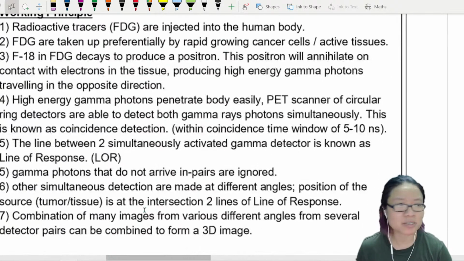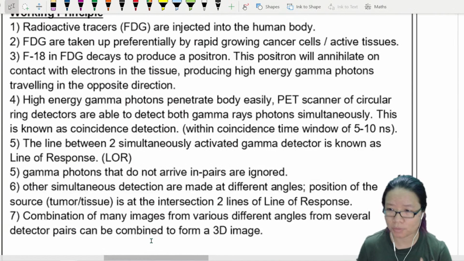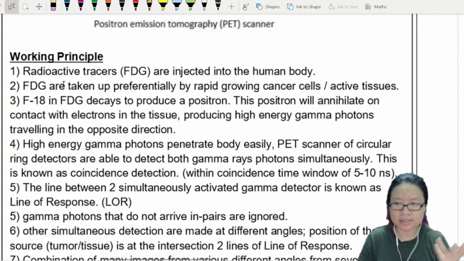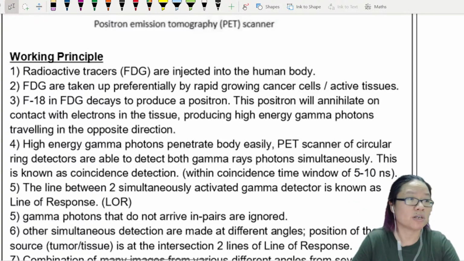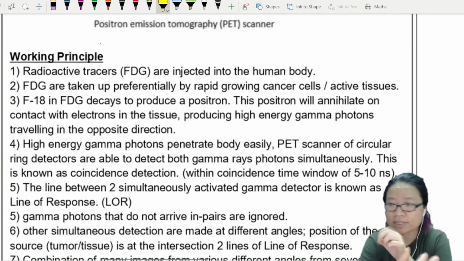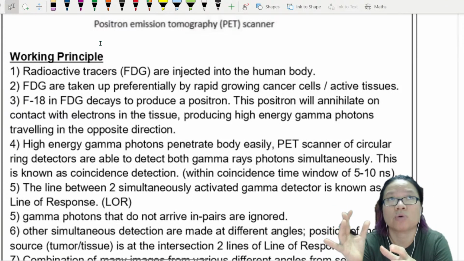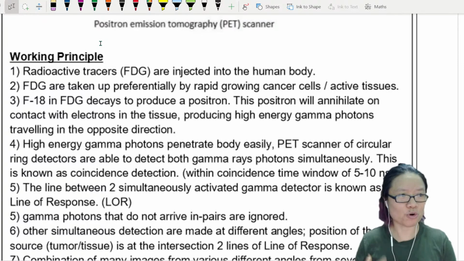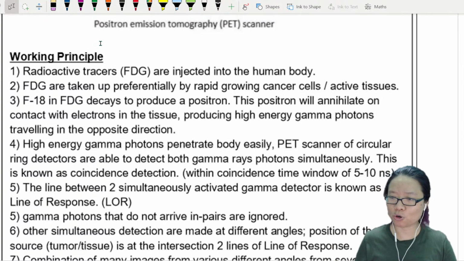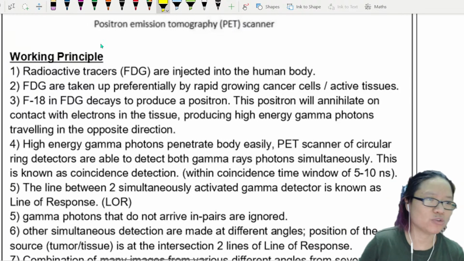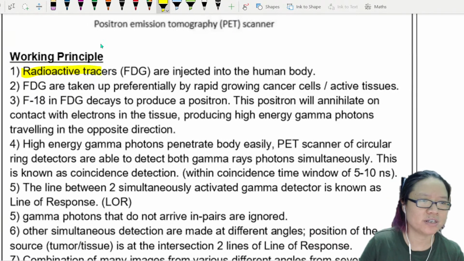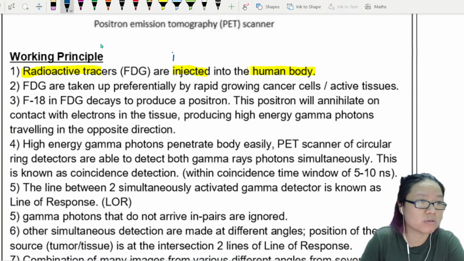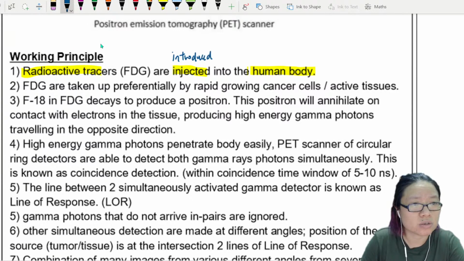Okay. But here's the working principle. So I've typed out everything. Normally what I'll do is just fill in the blanks with all the keywords, but this is the full text to save time. So the working principle here is, number one, we always start with the beginning of the story. I find it easier to write these kinds of essays by imagining I'm a patient about to go for a PET scan. So what's the first thing the doctor is going to do to me? The doctor is going to inject radioactive tracer into the human body, or it can be swallowed or introduced, if you want to be very general, introduced into the human body.